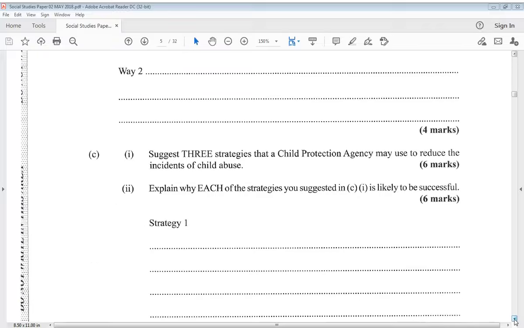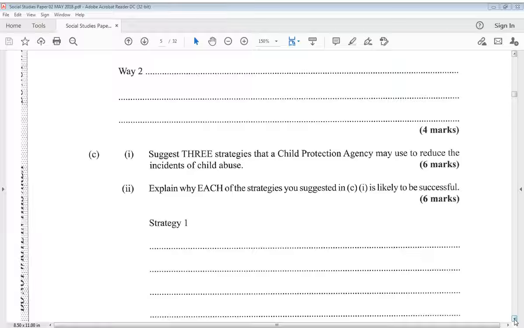Let's look at the C part of question one, the final section. It says, suggest three strategies that a child protection agency may use to reduce the incidence of child abuse. 6 marks. And you are to explain why each of these strategies you suggested in C1 is likely to be successful. Now, let's look at them.